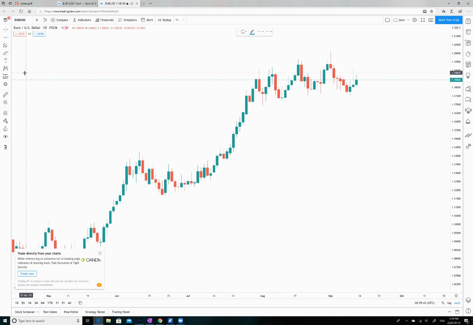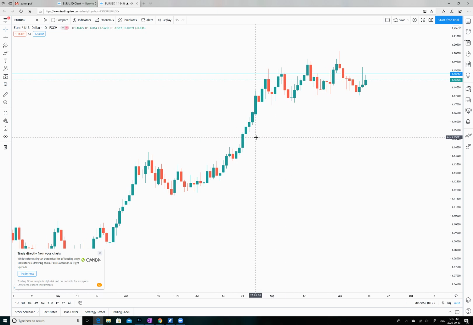Where is it? Okay, I'm used to it being in my favorites. And I'm going to plot a resistance line. Okay, so I want to include as many wicks as I can. So this is about where I'll put it. Next thing I'm going to do is look for an engulfing candle around here.